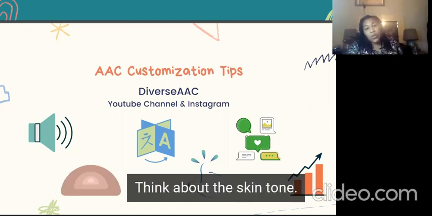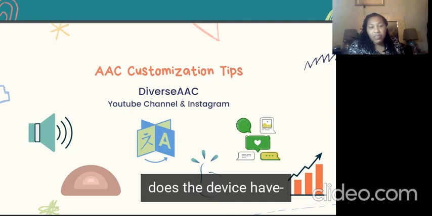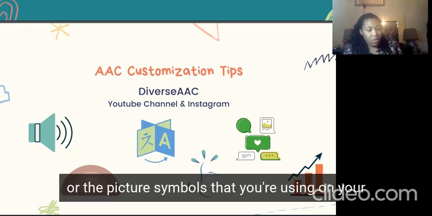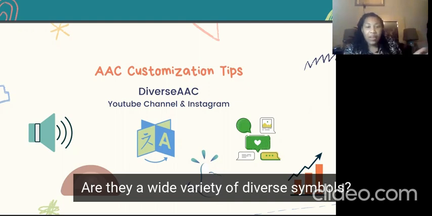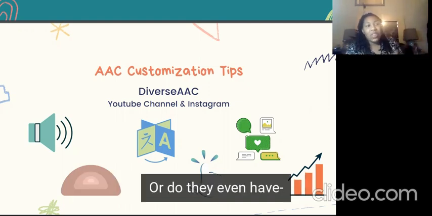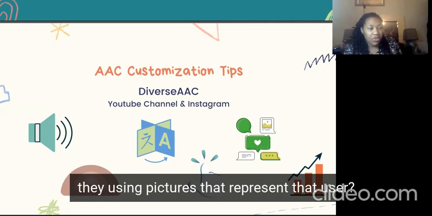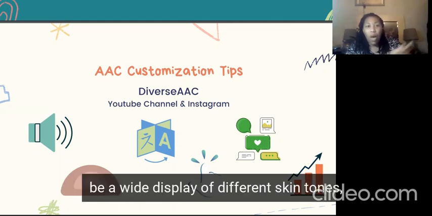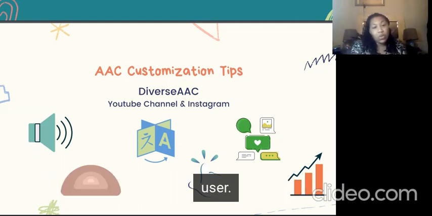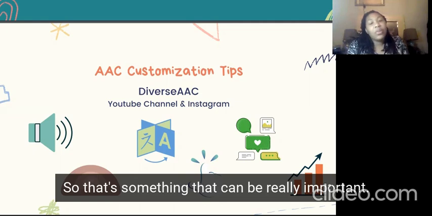Think about the skin tone. Does the device have, or do the picture symbols that you're using on your communication board, are they a wide variety of diverse symbols, or are they using pictures that represent that user? Because a lot of the devices even have settings where you can change it to either be a wide display of different skin tones, or you can choose a skin tone that represents your user. So that's something that can be really important.